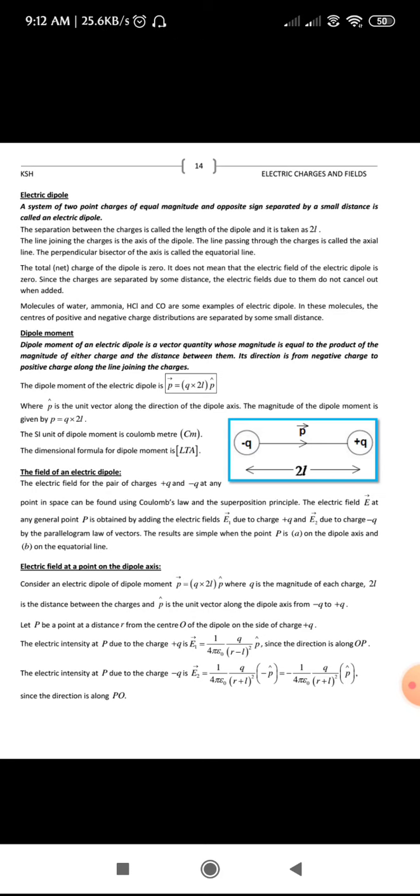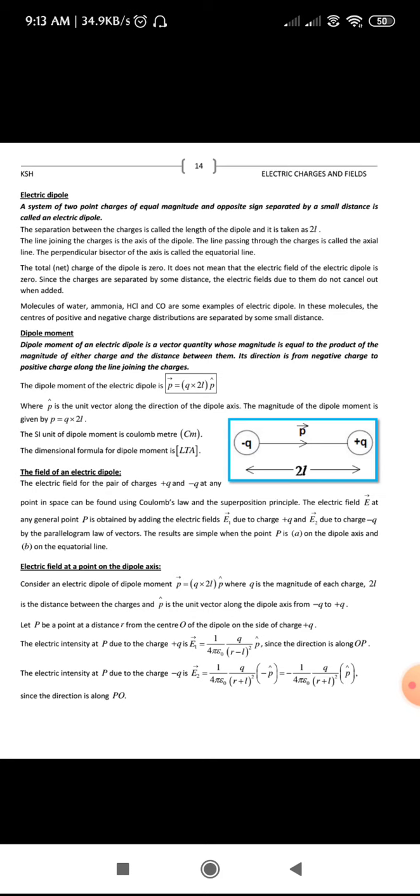The meaning of the first two lines is that, as you know, the dipole moment of the electric dipole is denoted by small vector p, which is equal to q into 2l, and p cap denotes the unit vector. As you know, a unit vector gives the direction. Here q is the magnitude of each charge and 2l is the distance between them, obviously. As you can see there, p cap is a unit vector directed from minus q to plus q.